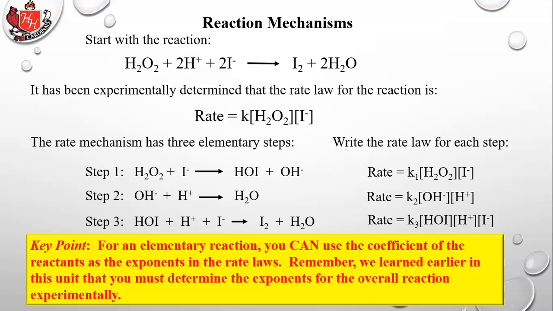So again, if you look at step 1, it's got a coefficient of 1 in front of H2O2 and a coefficient of 1 in front of I minus. So those are the exponents in the rate law of step 1. In fact, all of the coefficients of all of the reactants in all 3 steps are 1. So you'll notice that the exponents for all of the concentrations in the rate laws are all 1 as well.